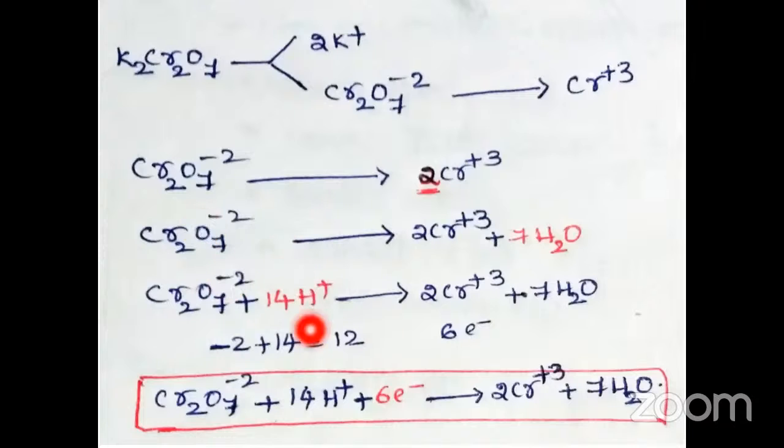Next, balance the charges with electrons. Here we have 2- charge and 14 H+. For the 14, 2 is less, so we get 12 positive charges. But on this side only 6 charges are present. To balance, add 6 electrons to this side. So we get the balanced equation: Cr2O7 2- plus 14H+ plus 6 electrons gives 2Cr+3 and 7H2O.